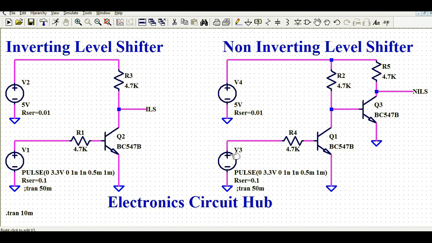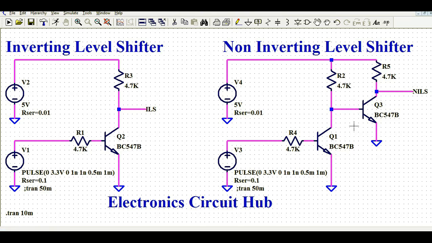So you are shifting your level from 3.3 volt to 5 volt, but your input and output are in the same phase. While in the inverting level shifter, you are shifting your level from 3.3 volt to 5 volt, but your input and output are in opposite phase, or opposite polarity. This inverting level shifter I named ILS, and the non-inverting level shifter I named NILS.